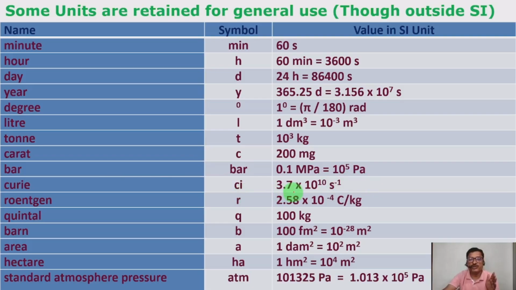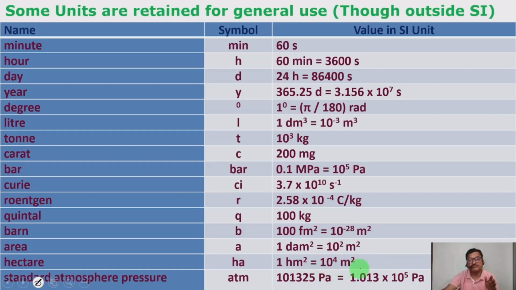Curie, Ci, is 3.7 into 10 raised to 10 per second. Roentgen, R, is 2.58 into 10 raised to minus 4 C per kg. Quintal, Q, is equal to 100 kg. 1 quintal is equal to 100 kg. Barn, B, is 100 fm square, that is equal to 10 raised to minus 28 meter square. Are, A, is 1 dam square, that is 10 square meter. Hectare, ha, is 1 hm square, that is equal to 10 raised to 4 meter square.